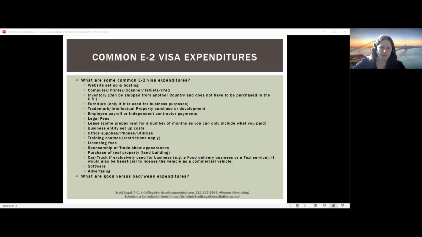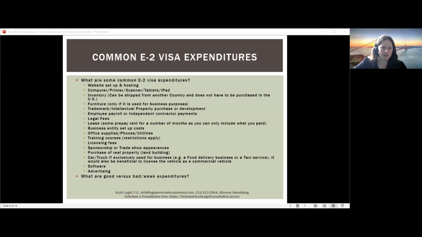Some examples here: website, computers, printers, scanners, inventory, trademark. Furniture can be included only if it's used for business purposes. Many times people will come to us and say, well, I'm going to have a home office and work at my dining room table. These are not good expenditures. They make your case look weaker. And if an officer flags it, it can cause them to take a closer look at each one of your investments, and you really don't want that to happen.